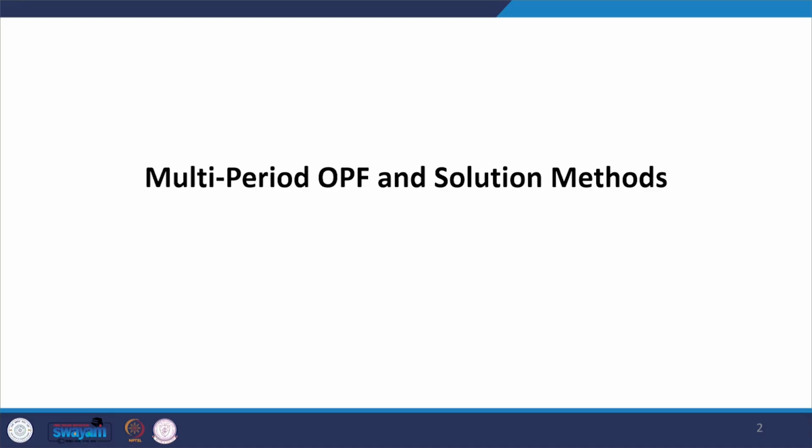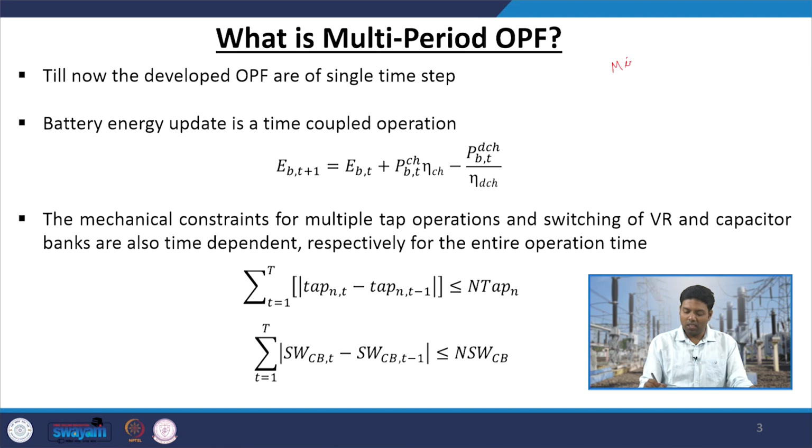We are continuing with our module 4, that is the distribution network OPF analysis. So, today we will start on developing the multi-period OPF, and how to develop that problem and how you can solve that problem. So, till now whatever OPF methodology we developed, let us say we are minimizing the loss. How do you write that equation?